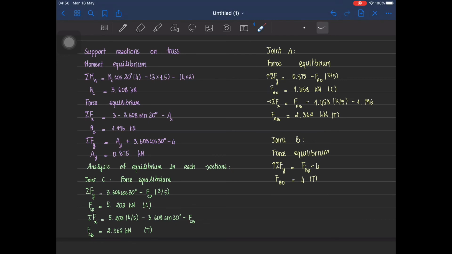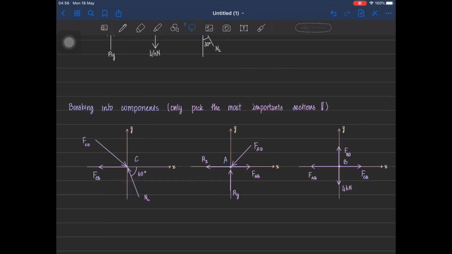And this one is the joint A. We follow the same procedure, and this is what we got for each of the forces that we're finding. So here is what we found earlier for joint C, joint A, and joint B.